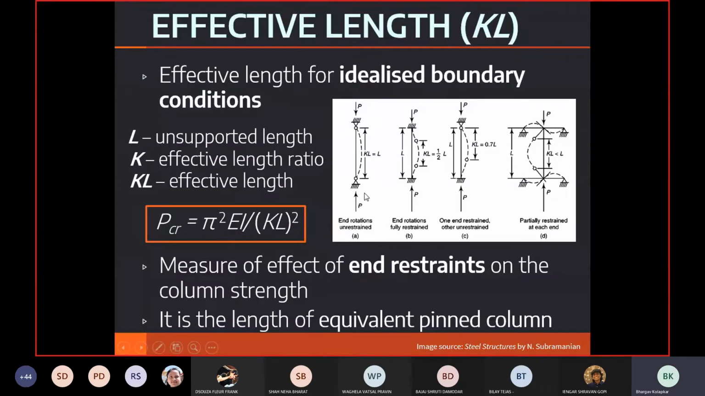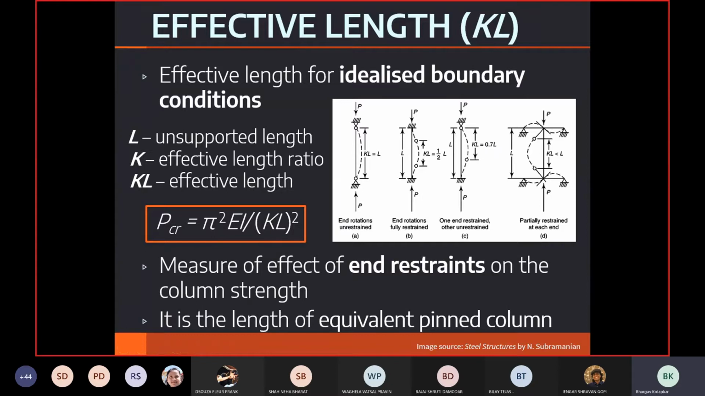So when we have pinned supports, the effective length factor K is equal to 1. When we have fixed supports, the effective length factor K is equal to 0.5. When we have one end that is fixed and another end that is pinned, the effective length ratio, or the effective length factor, is equal to 0.7.